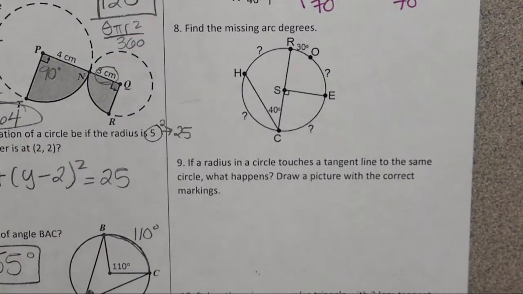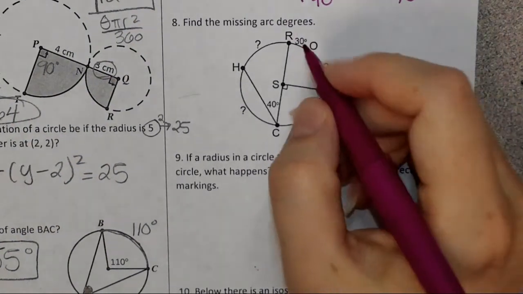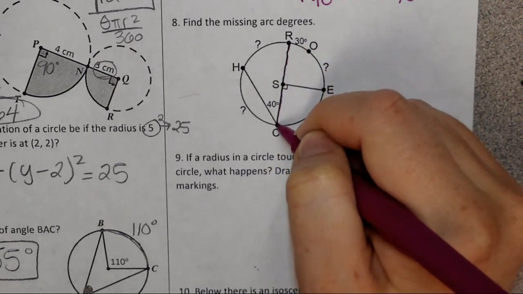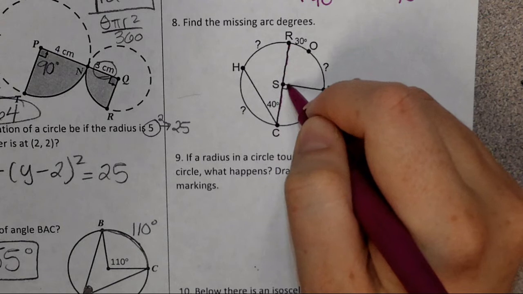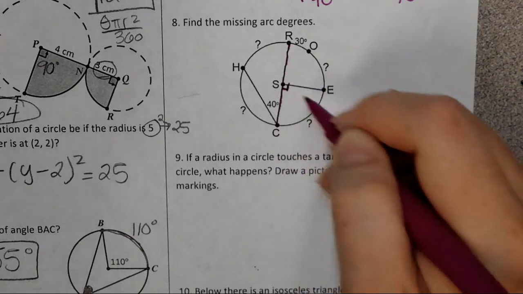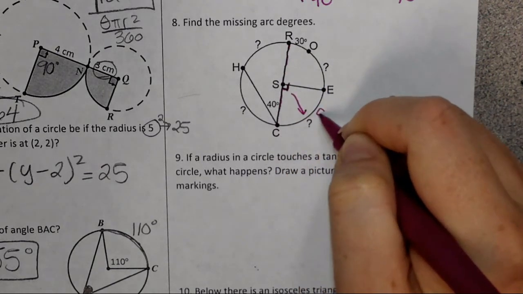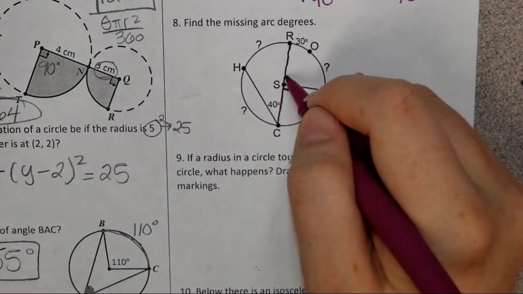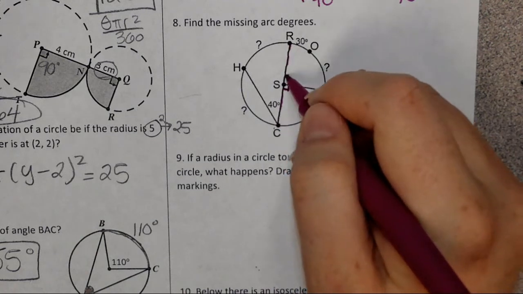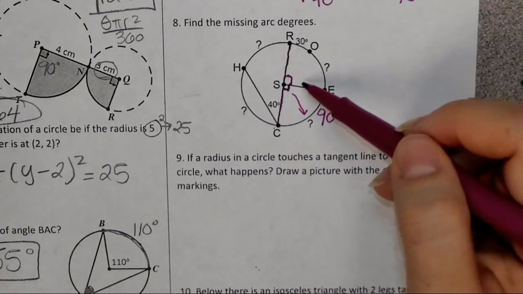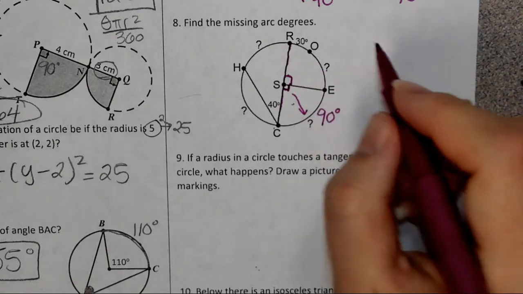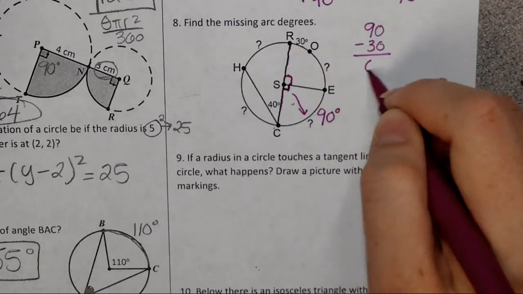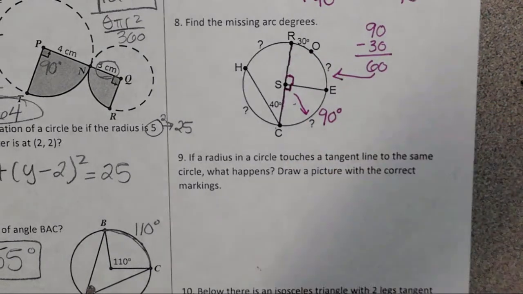Next, find the missing arc degrees. Another key point here is that this is the diameter since it passes through the center. One thing I see right now is that this central angle is 90. Central angles are the same as the arc, so that will also be 90. If this is 90 and this is 180, then this is also going to be 90, since 90 and 90 make 180. So then 90 minus 30 gives you that this piece right here should be 60.